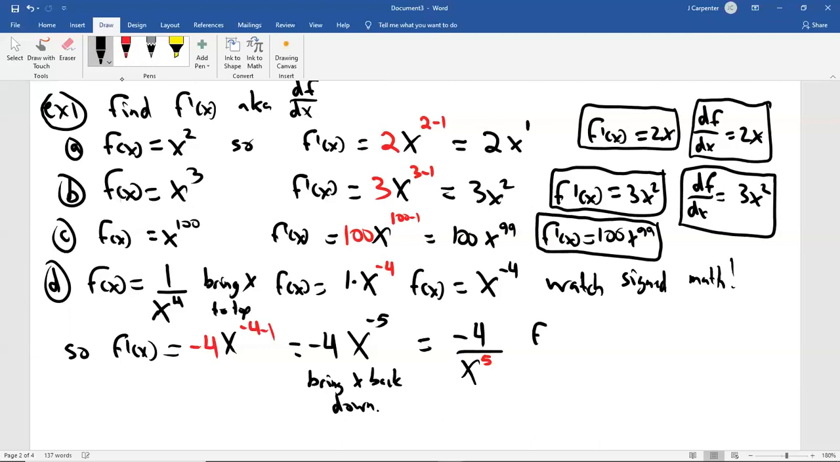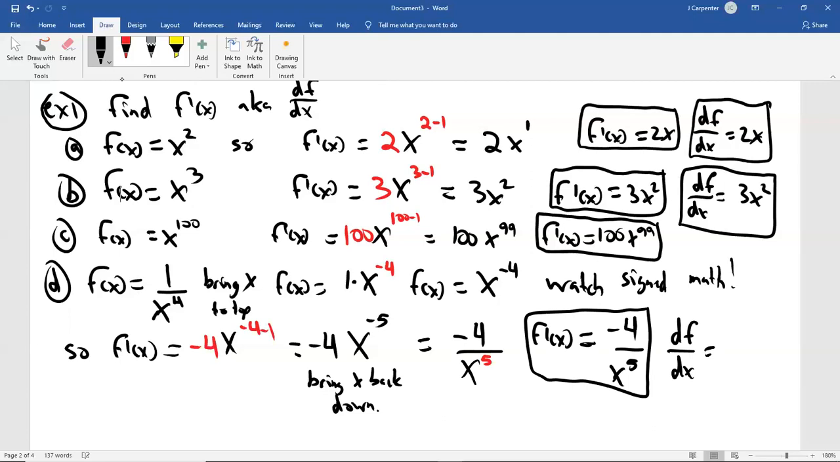So our derivative, f prime of x, is equal to -4 over x to the 5th. Or in the other notation, the Leibniz notation, df dx is -4 over x to the 5th. And it feels like the exponent has increased by 1, but it did decrease by 1. That's because the variable's in the bottom. Variables in a bottom act very different than variables in a top.